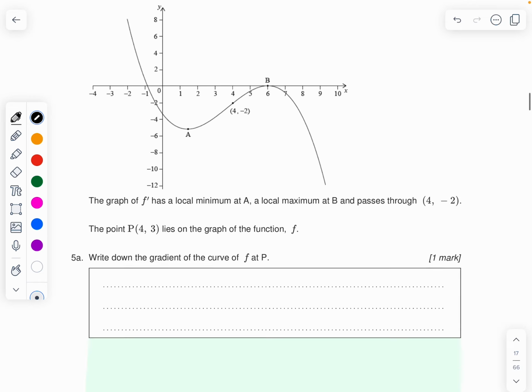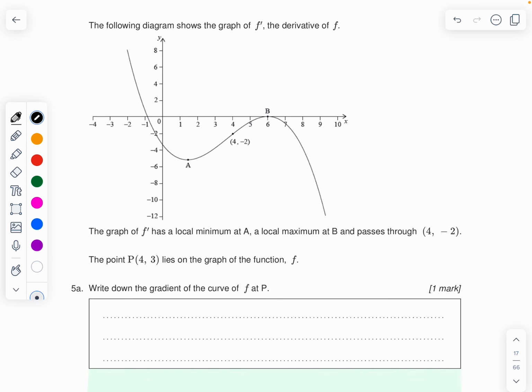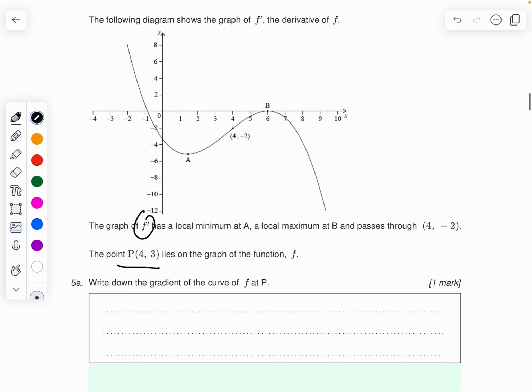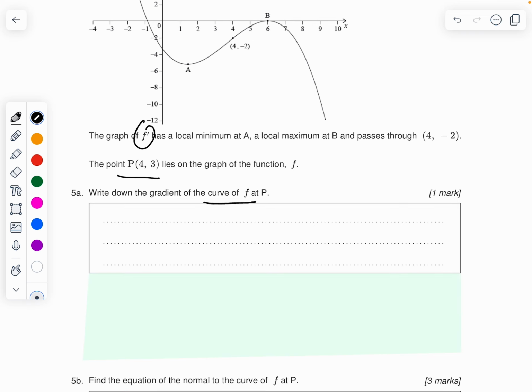Now, next question number 5. The graph of f prime has a local minimum point at A, a local maximum at B, and passes through (4, -2). This is the graph of f prime. The point P (4, 3) lies on the graph. This one. Find the gradient of the graph at P.